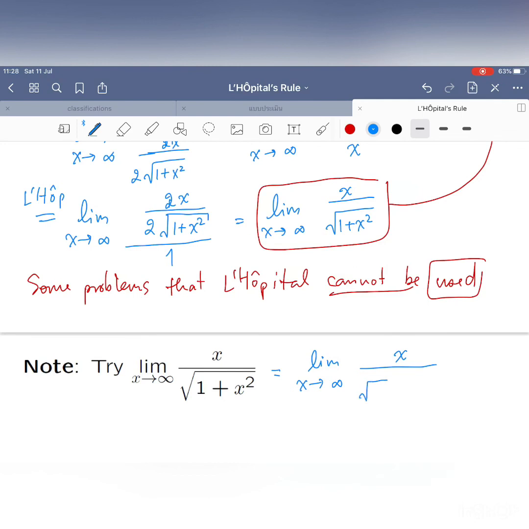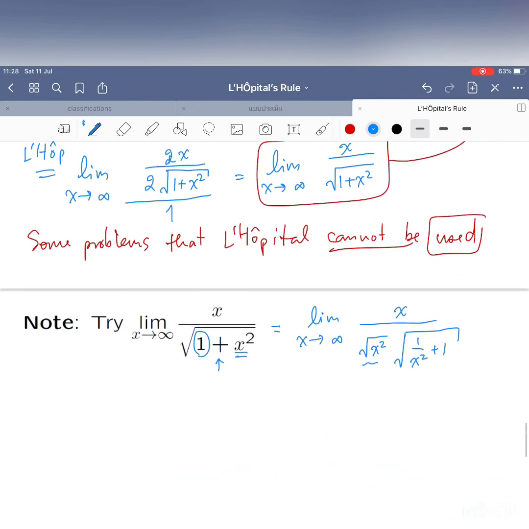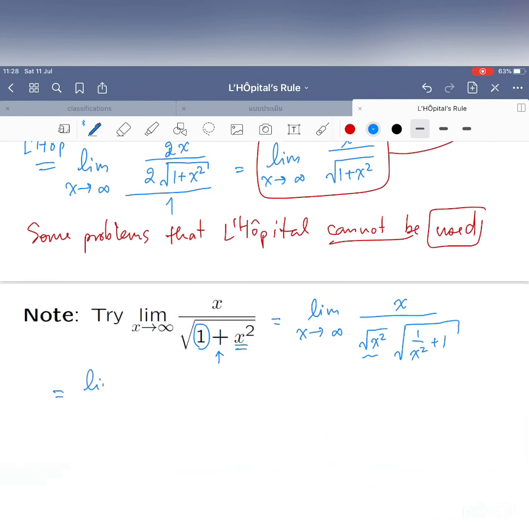So for example, in this one, on top you have only x, right? But on your bottom you have two terms, 1 and x squared. So the one that you are going to pull out is simply x squared. So this one becomes 1 over x squared plus 1, okay. It looks like you divide the thing inside by x squared, then you pull it out. However, you need to be careful that the square root of x squared is actually the absolute value of x, okay. It is not simply an x, okay.